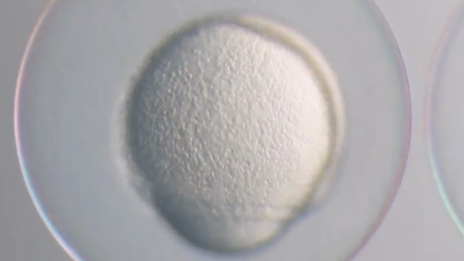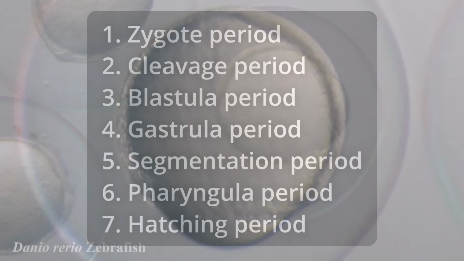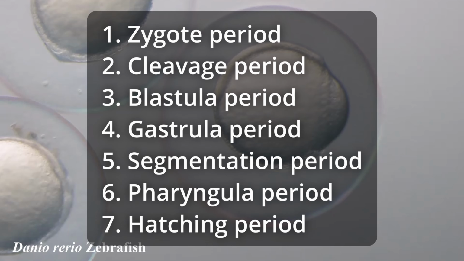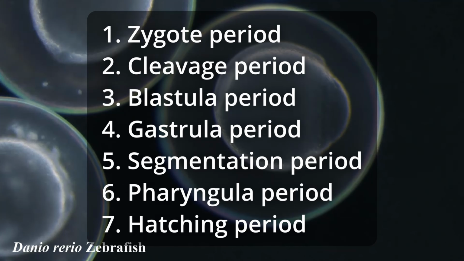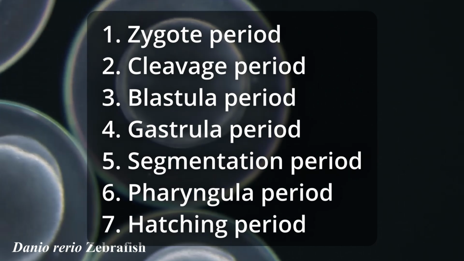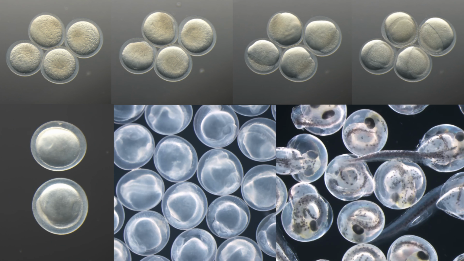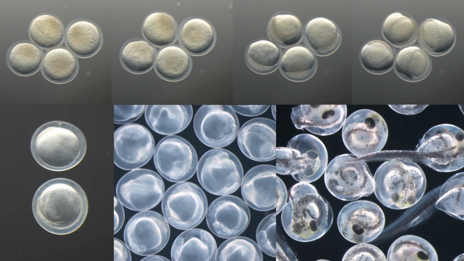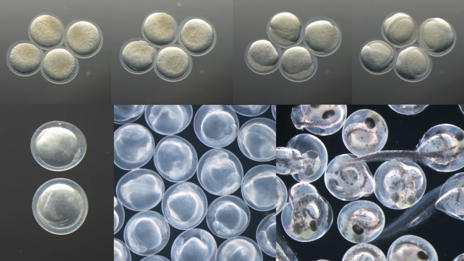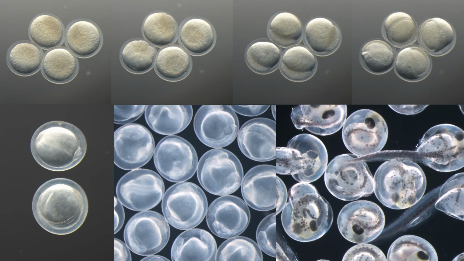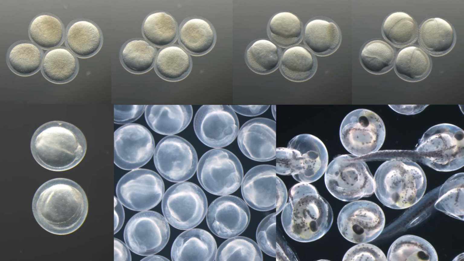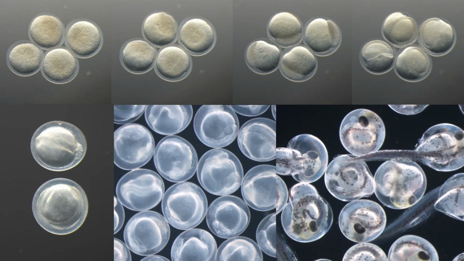The zebrafish developmental stage table divides the stages into 7 periods: zygote, cleavage, blastula, gastrula, segmentation, pharyngula, and hatching. These periods are further divided into more detailed stages. It is not necessary to remember all the stages completely now, but understanding the characteristics of each period and how they transition over time will help you understand the developmental process of goldfish embryos.